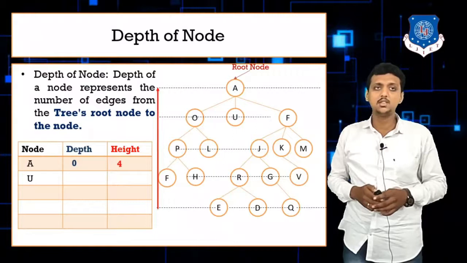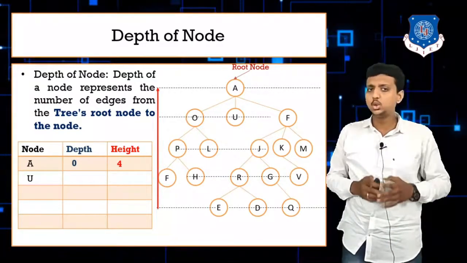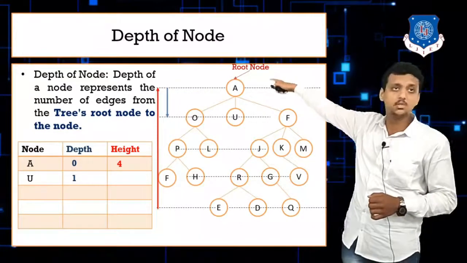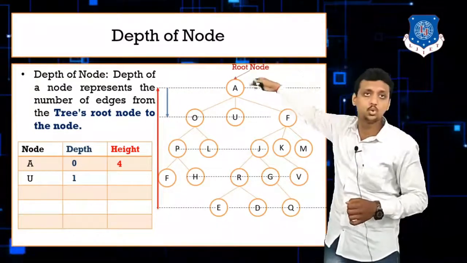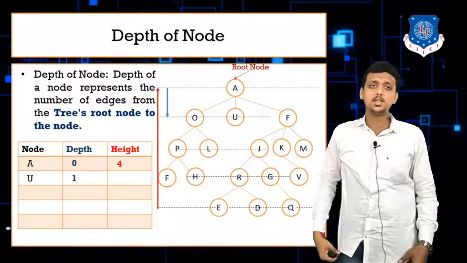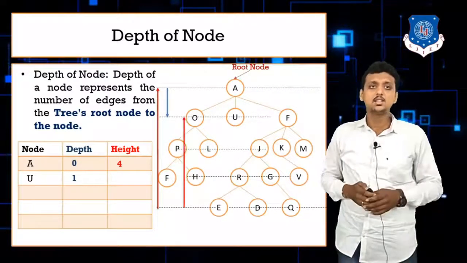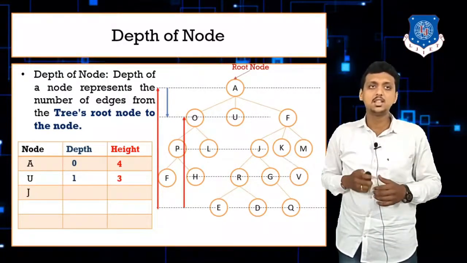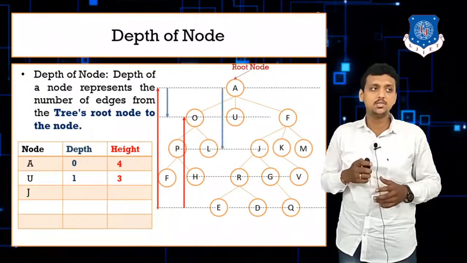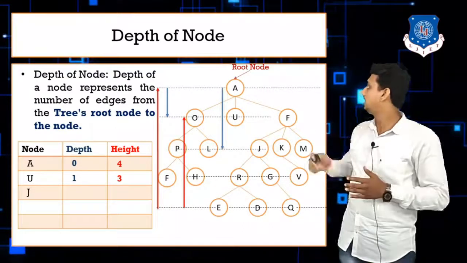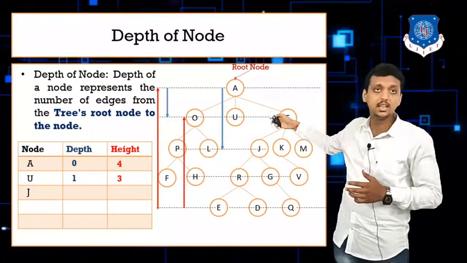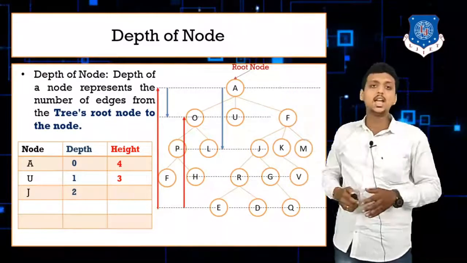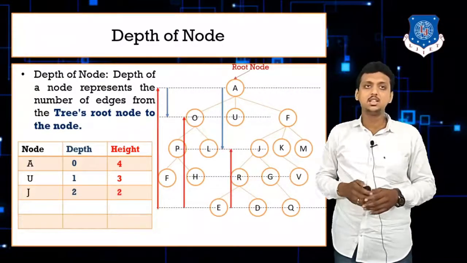Now the next we have U. For the node U, students, depth is 1, from the root node to U. So the depth is 1 and height is 3. For the next node that we have, J, the depth is 2, counting 0, 1 and 2, and the height is once again 2.